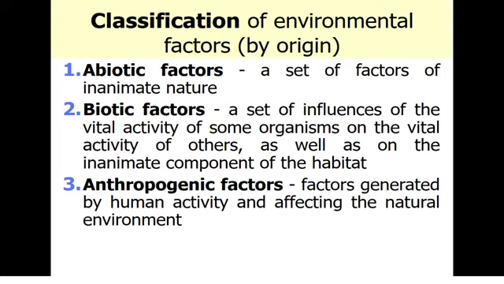Next, biotic factors. It is a set of influences of the vital activity of some organisms on the vital activity of others, as well as on the inanimate component of the habitat. And the third, anthropogenic factors. These are factors generated by human activity and affecting the natural environment.